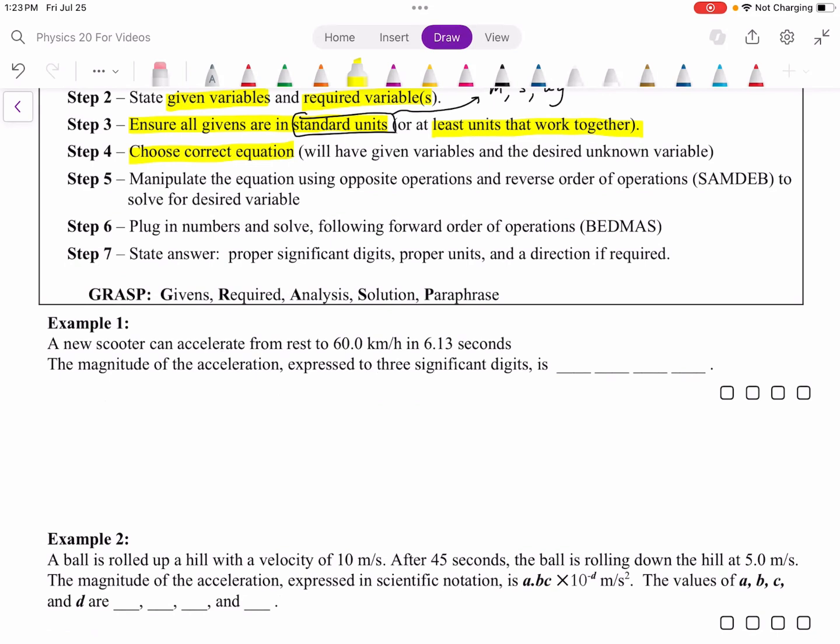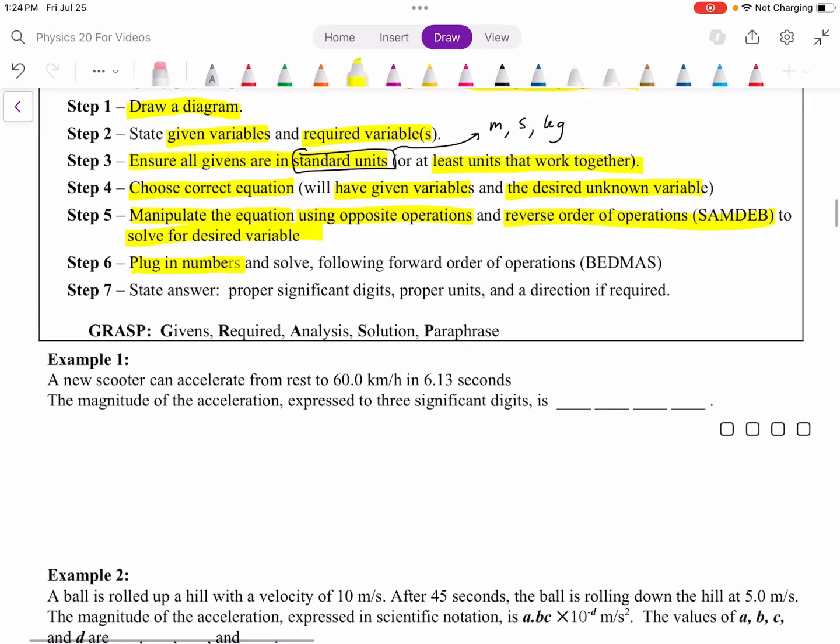So once we've chosen the correct equation from our formula sheet, which will be the equation that has the given variables, or variables we know, and the variable we want to know, right? We take that equation, we write it down from our formula sheet, and then if necessary, we manipulate it just like we've been doing. So we use opposite operations, right, to undo the things being done to the variable we want to isolate, following that reverse order of operations to solve for what we need. Finally, we can then plug in our numbers. If we've gotten this far, as long as we don't make a mistake on the calculator, we should be good to go. Okay, so we'll plug in our numbers and we'll solve.